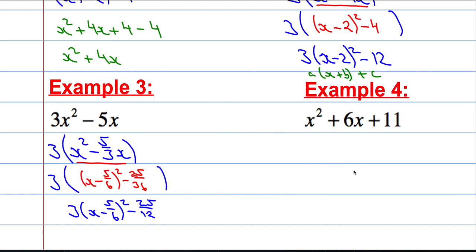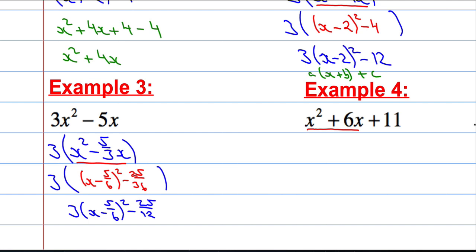Okay, example 4. x squared plus 6x plus 11. Now in all the examples you might have noticed that I've always been just dealing with the x squared and the part with the x. So I'm going to do exactly the same way. Let's just worry about this for now, and I can add in that 11 later.